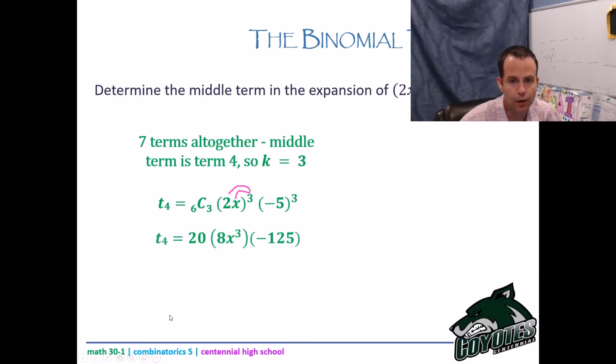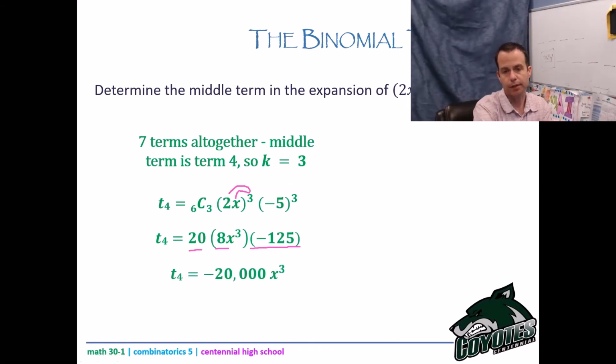Okay, so now remember all of this is just multiplication. So if I can take these numbers, I can simplify this just by multiplying all those numbers together. And so that would be negative 20,000 x to the 3. Okay, negative 20,000 x to the 3. That's the middle term in that expansion. Okay, good job.